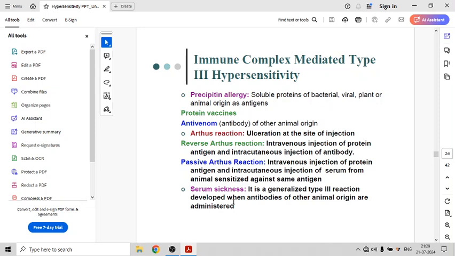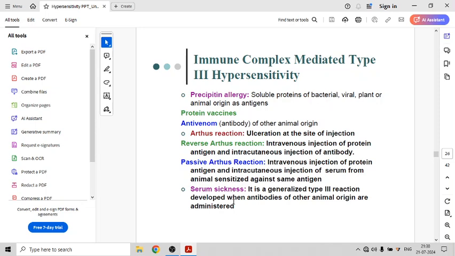The reverse Arthus reaction involves intravenous injection of an antigen, that is a protein, and then, to the same animal, intracutaneous injection of the corresponding antibody. When the antigen and antibody interaction takes place in the cutaneous area where the injection was done, within a few days' time, due to inflammatory reaction, that area develops ulceration.